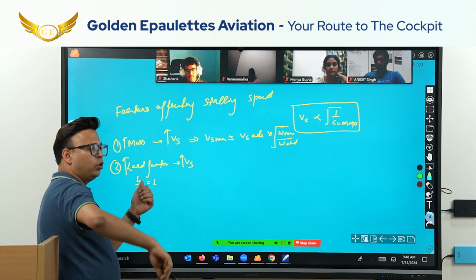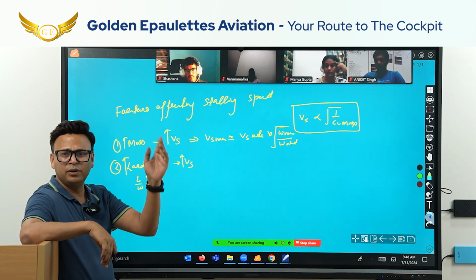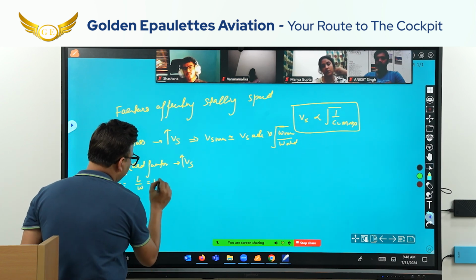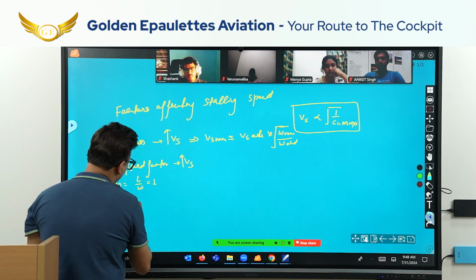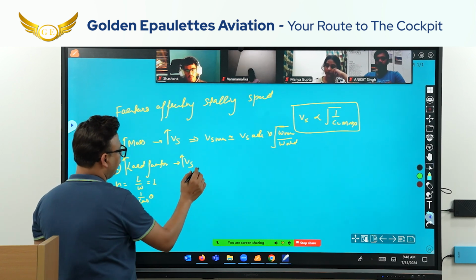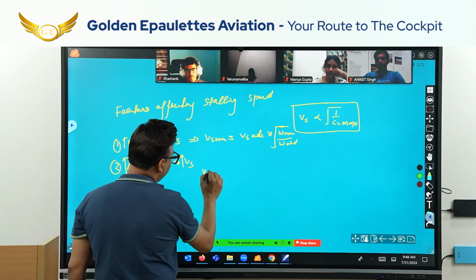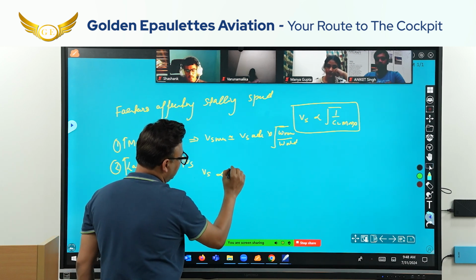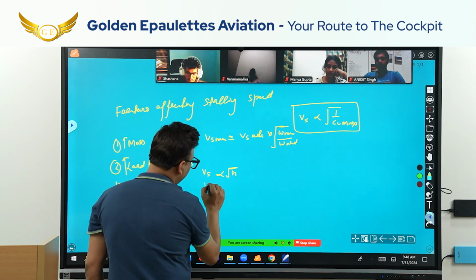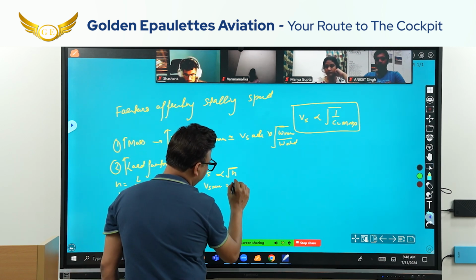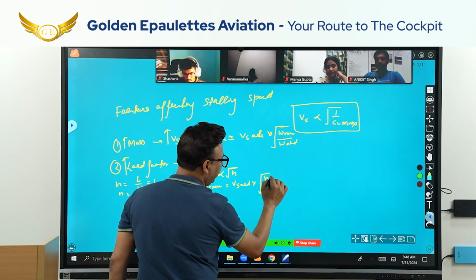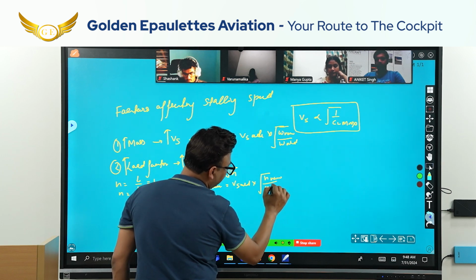Now load factor in straight and level is 1, but when you turn, load factor is equal to 1 upon cos theta. So load factor in turn equals 1 upon cos theta. So from here we got one equation, Vs is proportional to under root of n, load factor, and from here we got Vs new is equal to Vs old into under root load factor new upon load factor old.